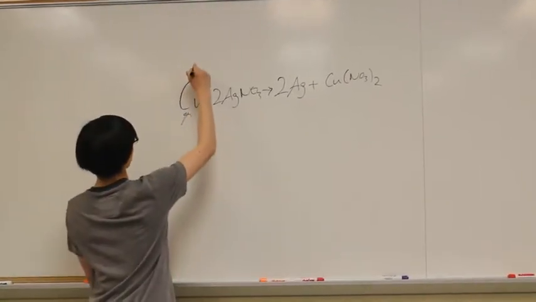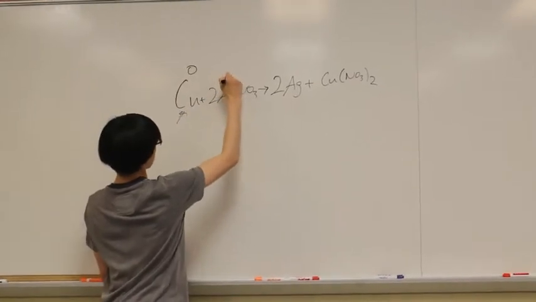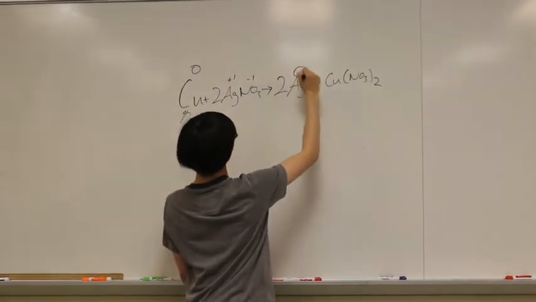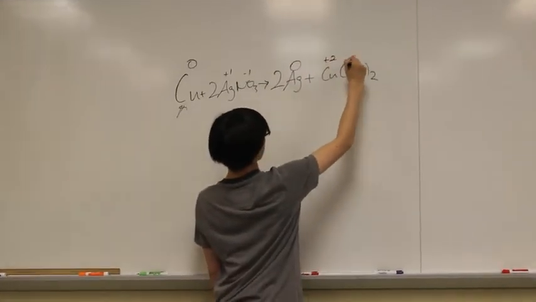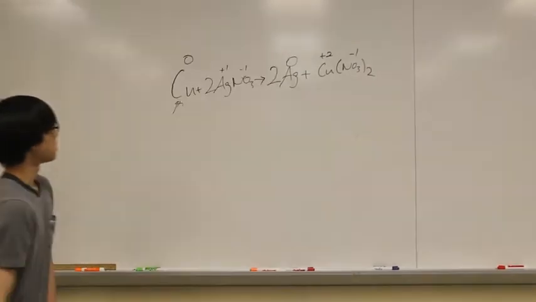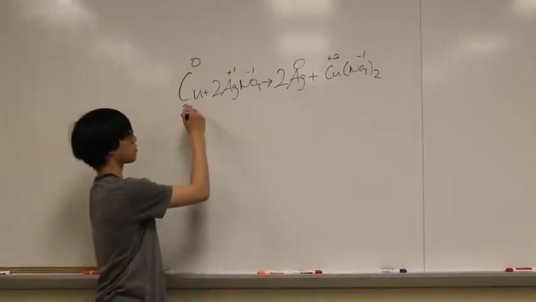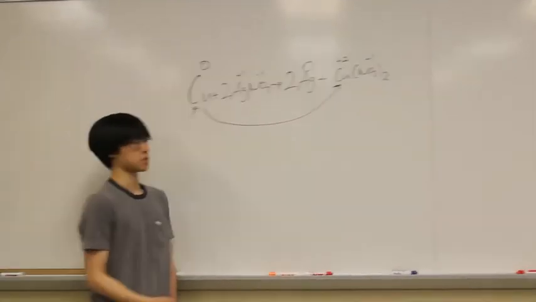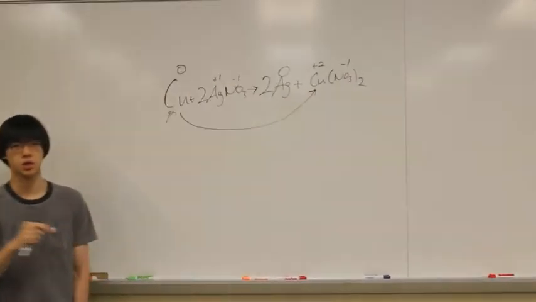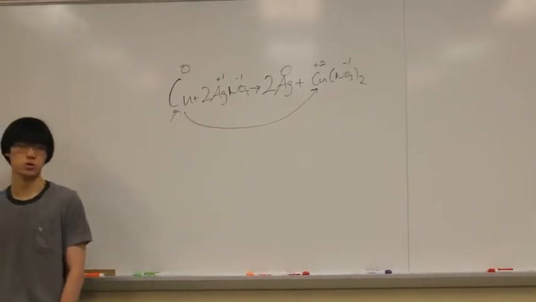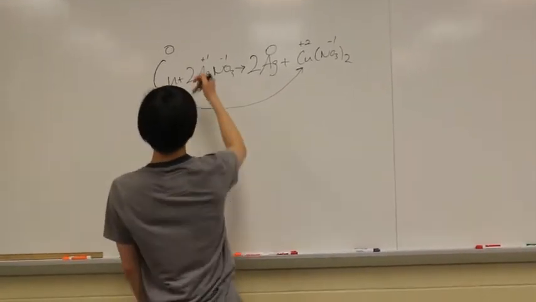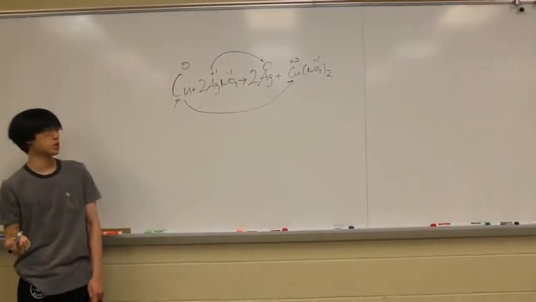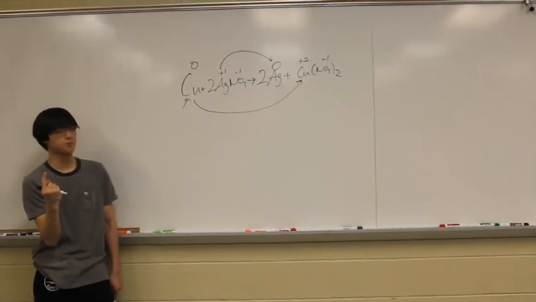Cu has an oxidation state of 0, Ag is plus 1, NO3 is minus 1, Ag is 0, Cu is plus 2, and NO3 is minus 1. So here, Cu goes from a 0 charge to a plus 2 charge. This is oxidation because Cu is losing 2 electrons to become a plus 2 charge. Similarly, Ag is going from a plus 1 charge to a 0 charge. This means that it is gaining a single electron.